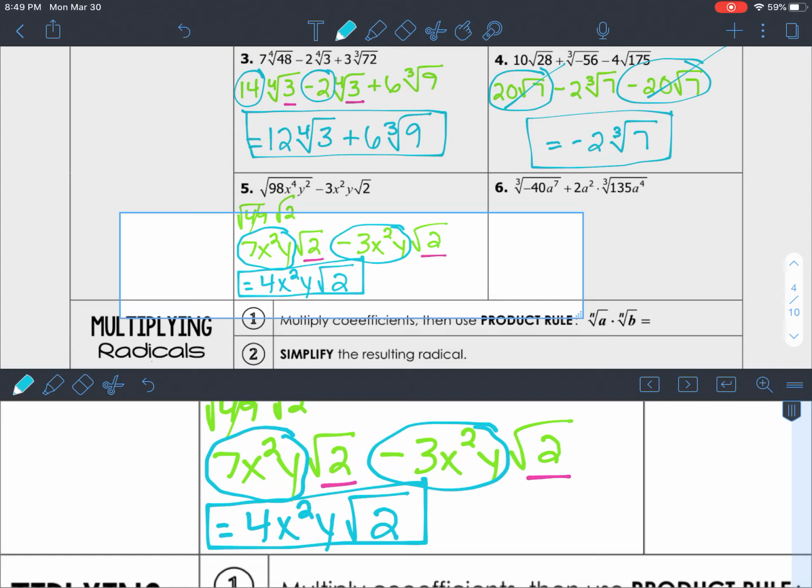So remember that when we add or subtract anything with variables in it, nothing happens to the variables. It's just the coefficients out front. Same thing here.